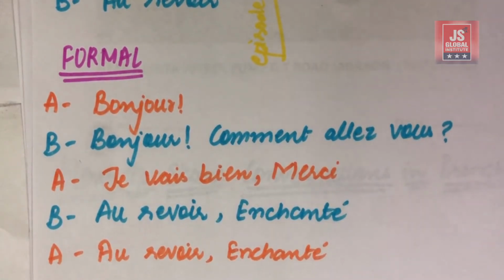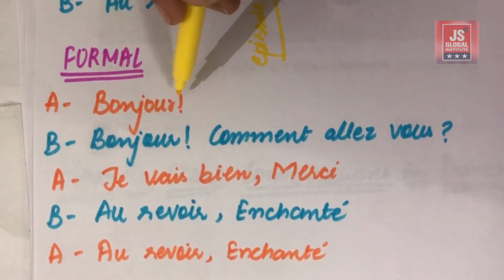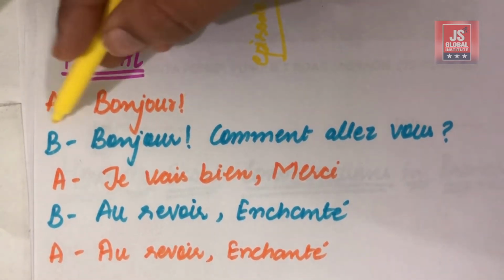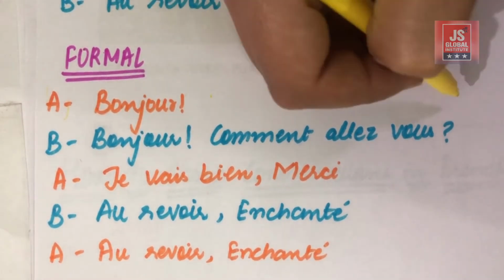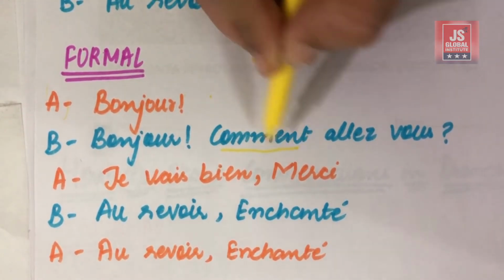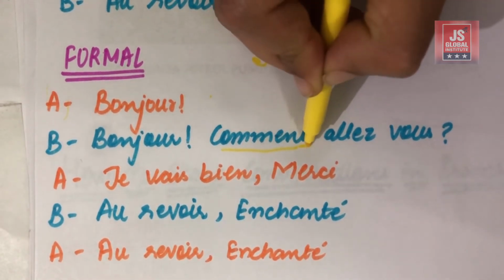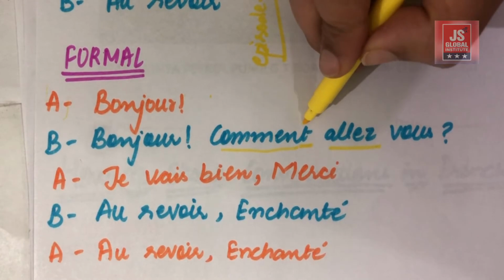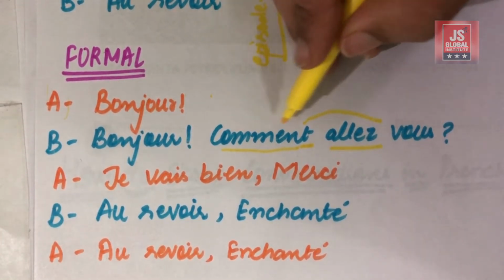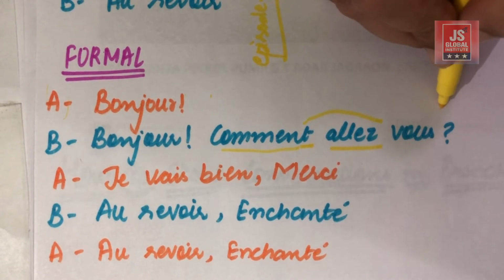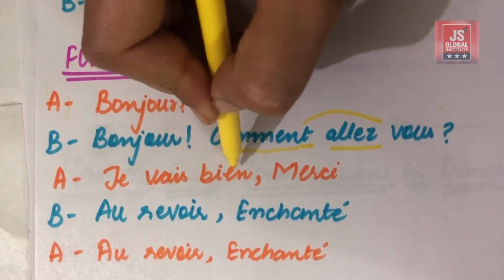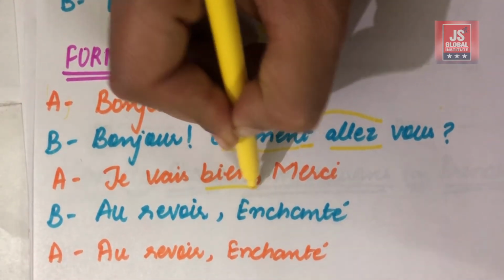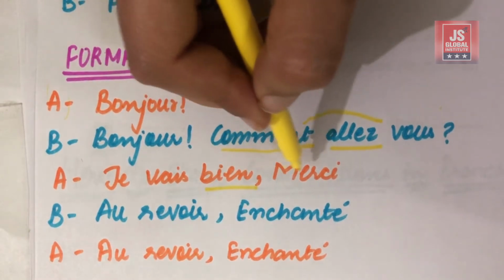As in salutations, I told you how to start a formal greeting. You have to say bonjour. So A said bonjour and B replied bonjour. Comment allez-vous? This is comment, and this T gets connected to allez and becomes tallez. Alright, comment allez-vous? How are you? This is the formal way, and the answer is je vais bien. Again bien comes, which means good. I am good. Thank you.